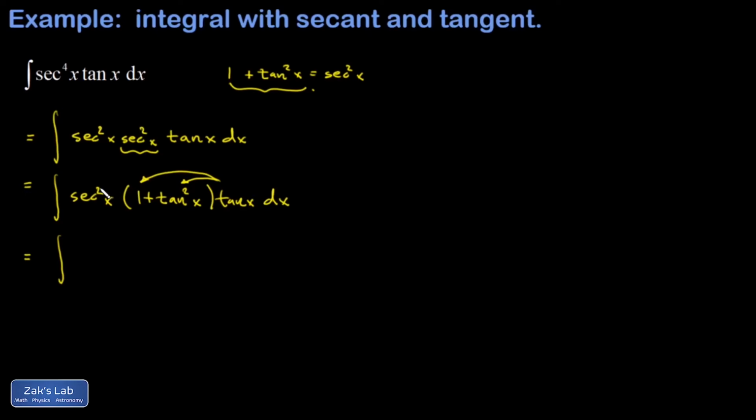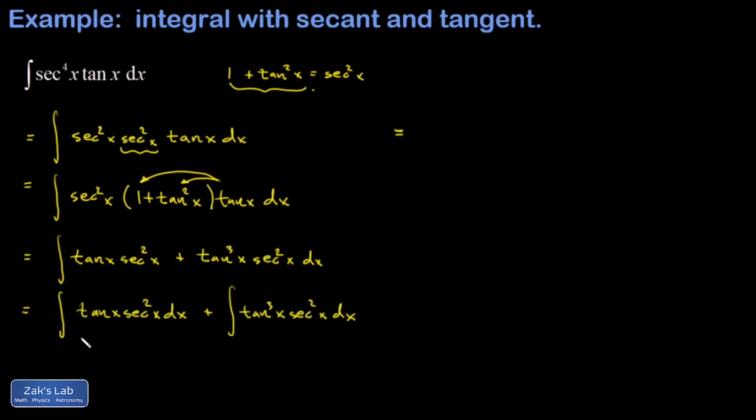I'm going to go ahead and distribute the secant squared in there as I go, and I have tangent x secant squared x, plus a tangent cubed x secant squared x. So each of those terms is a power of tangent sitting right next to the derivative of tangent. To really emphasize what's happening here, I could break it into two integrals real quick. And the first integral is just tangent to the first multiplied by the derivative of the tangent function.